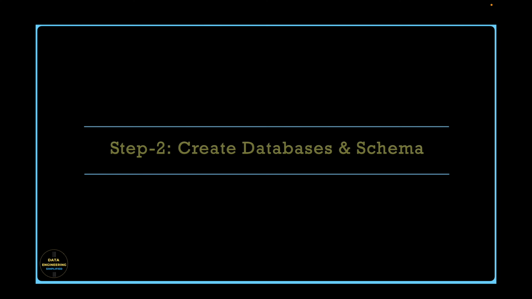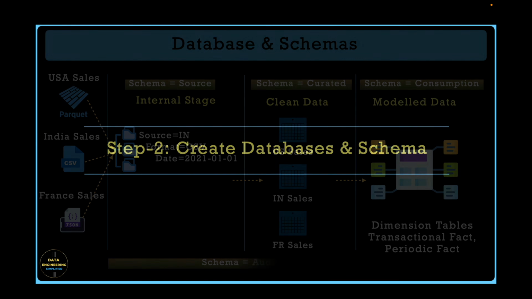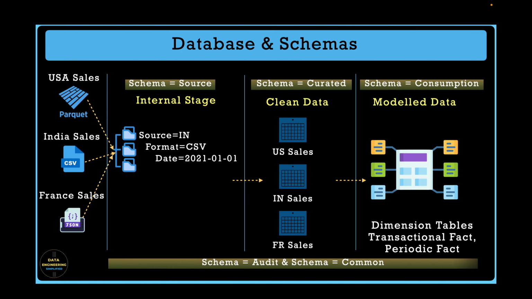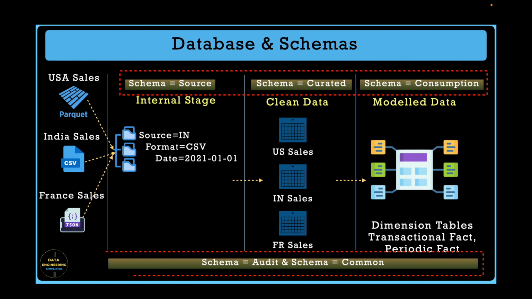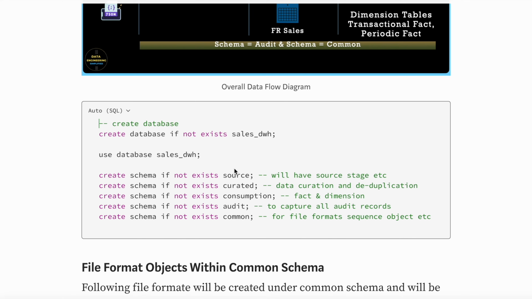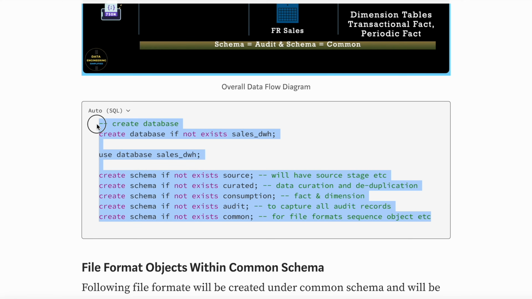Step 2. In this step, we are going to create a database and schemas so we can host tables, sequences, objects, file formats, and views. We will start with one database called sales DWH and 5 schema objects named source, curated, consumption, common, and audit. So this is how my SQL script looks. I'm going to copy it.